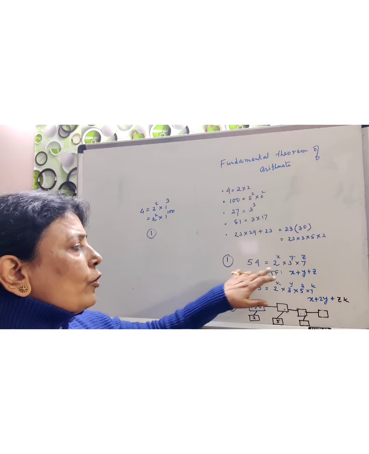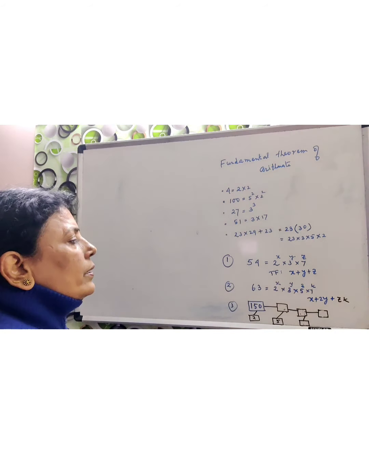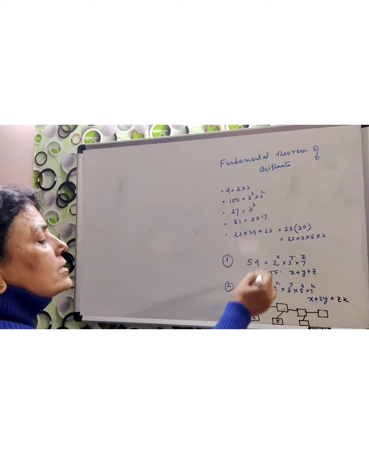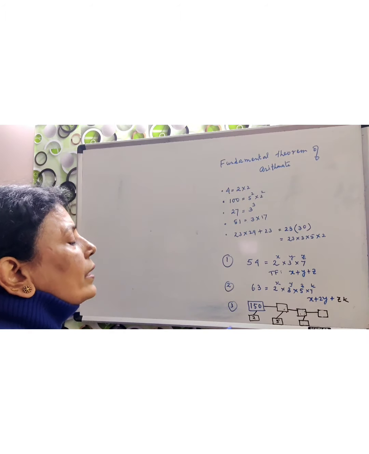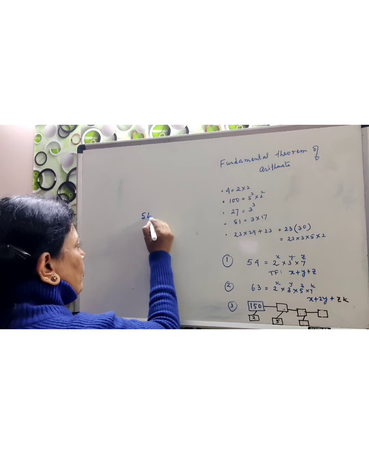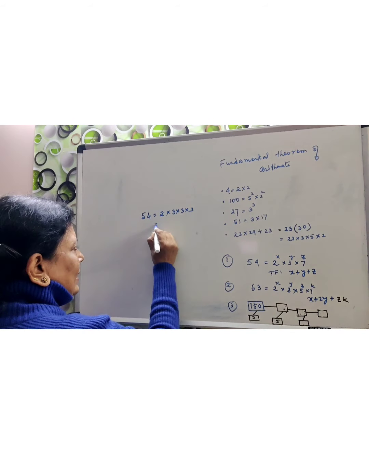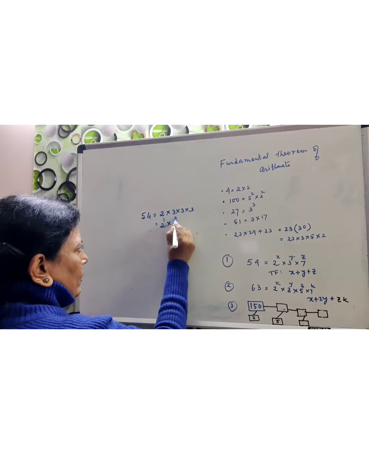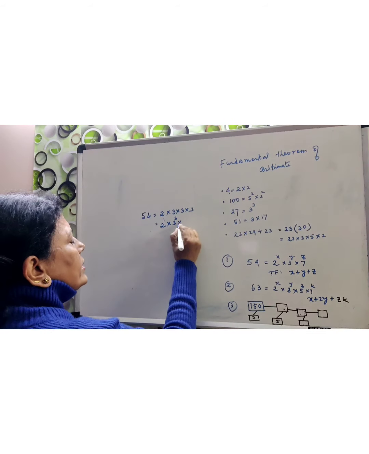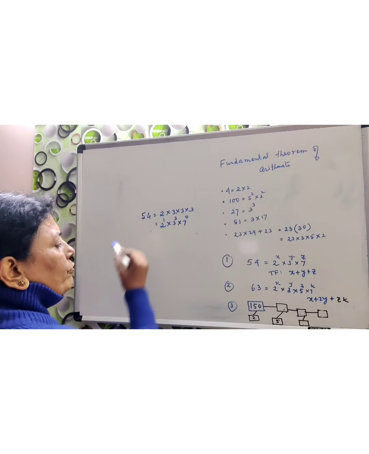For example, 54 is equal to 2 to the power x into 3 to the power y into 7 to the power z. It is already given. We have to find out x plus y plus z. Since 54 is a composite number, according to the theorem, it can be expressed as a product of primes uniquely. So you can write 54 is equal to 2 into 27, that means 2 into 3 into 3 into 3. That implies 2 to the power 1 into 3 to the power 3. But there is no factor 7 in case of 54, so you can write 7 to the power 0, since 7 is not a factor of 54.